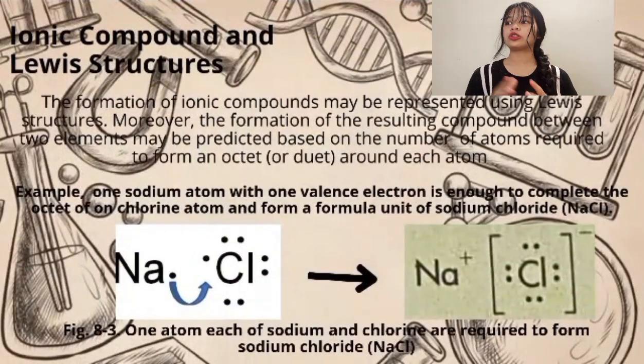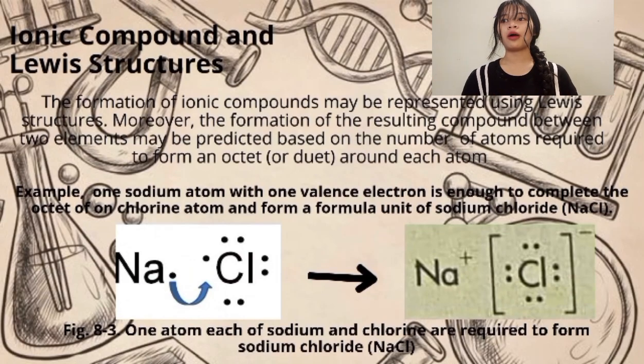The formation of ionic compounds may be represented using Lewis structures. Moreover, the formula of the compound between two elements may be predicted based on the number of atoms required. This is figure 8.3: one atom each of sodium and chlorine are required to form sodium chloride.